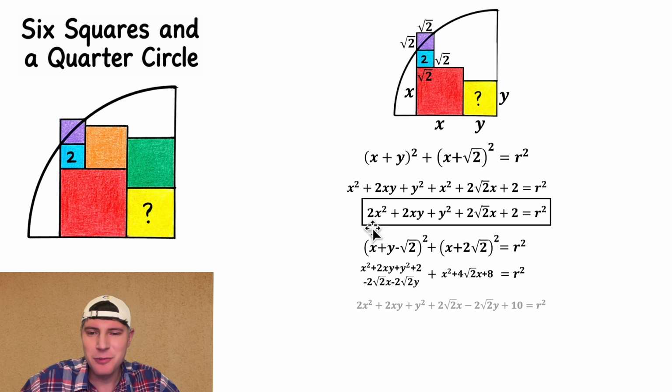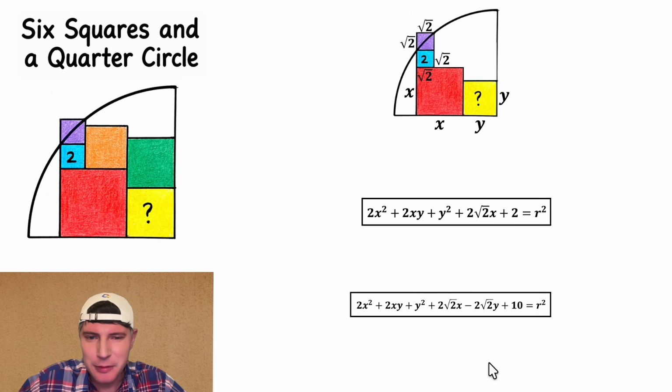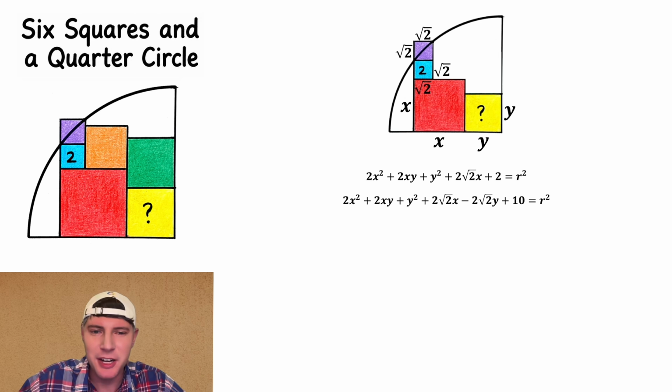On the left-hand side, we have x squared plus x squared is 2x squared. We can copy down the 2xy, copy down the y squared, and then positive 4 root 2x minus 2 root 2x is positive 2 root 2x. We can subtract the 2 root 2y, and 2 plus 8 is equal to 10. And then on the right-hand side, we still have r squared. This looks important. Let's put a box around it. And now let's get rid of everything not in a box, and let's compare the two boxed values.